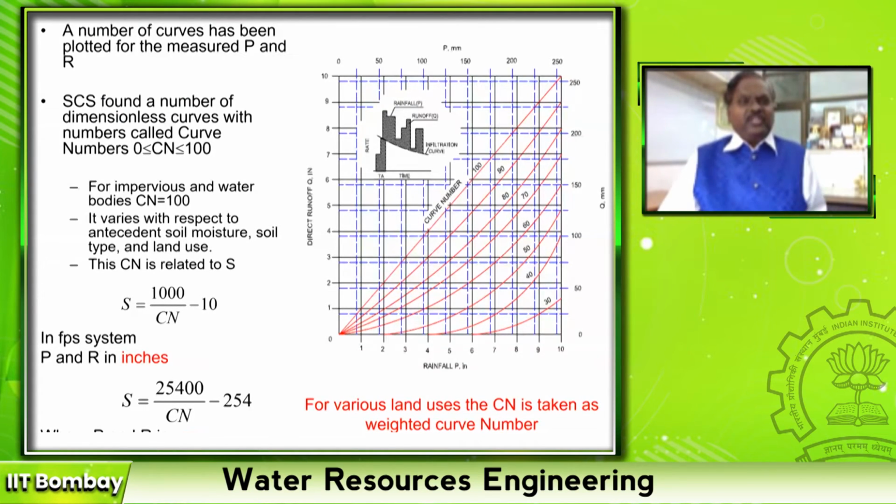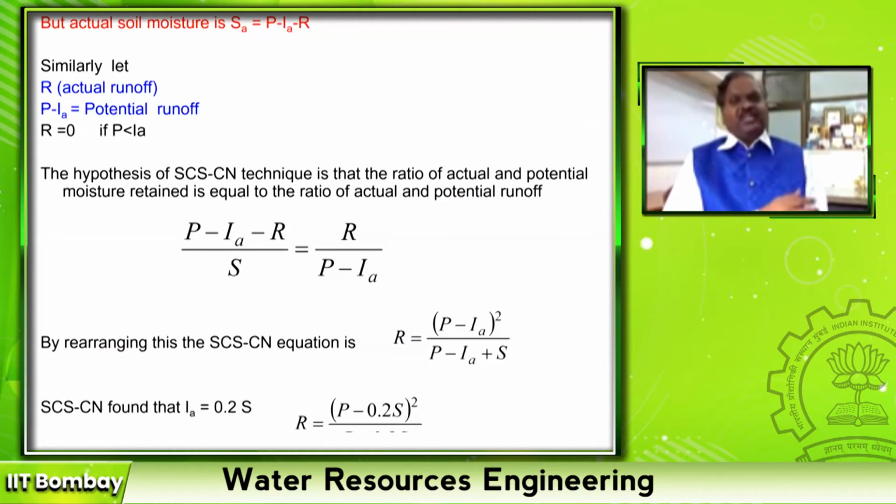Nowadays we use only SI units. So the maximum soil moisture S is equal to 25400 by curve number minus 254, when I use rainfall and runoff in mm. So when I know the CN, I can estimate S, substitute S here, and then find out the runoff.